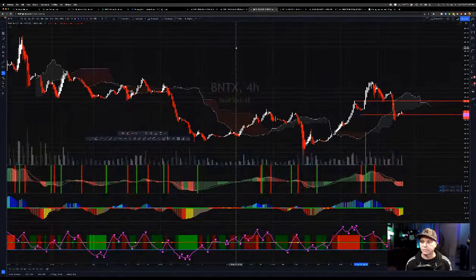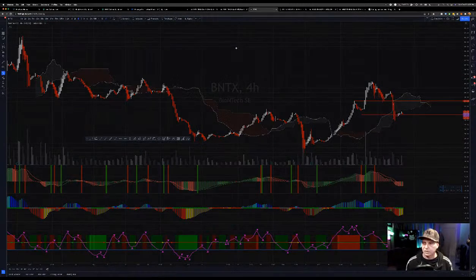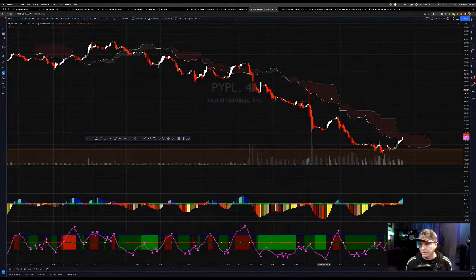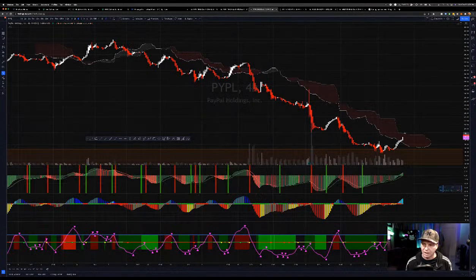Let's see what other tools we can use to determine if the position is a valid one or not. Sweet. Coming through the 4-hour cloud up into previous support levels at 200. I think PayPal hits 200 today, ladies and gentlemen. I think it hits 200 too, honey.